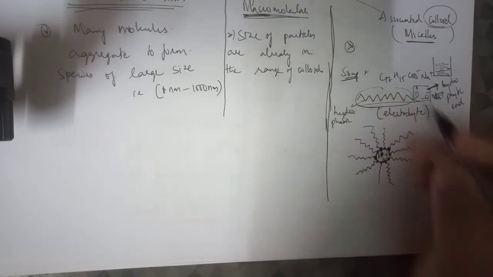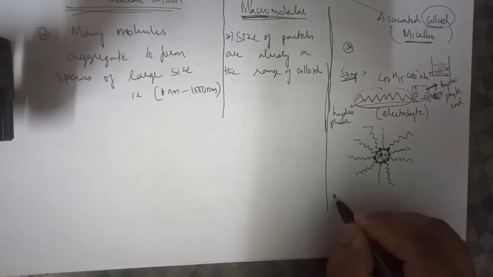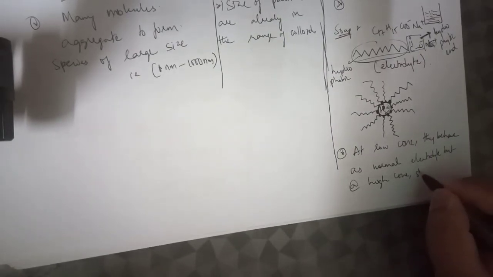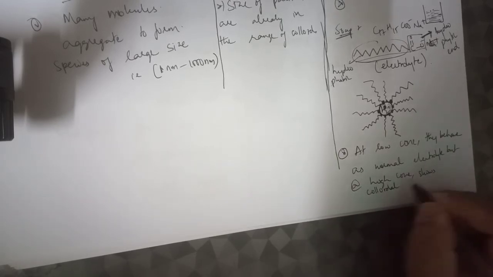Okay, so to sum it up, the point is when the molecules are associated, at lower concentration they behave as normal electrolyte, but at higher concentration they exhibit colloidal behavior, by the association of the molecules as shown.